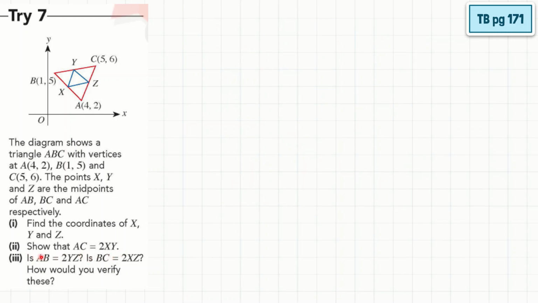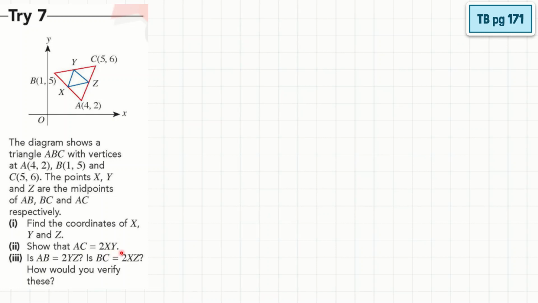So in part 2, it says show that AC equals 2XY. What does this actually mean? AC itself, when written like that with capital letters, we are actually referring to the length of the line segment. I hope you recall that from your E-Maths chapter 4. So what we want to show in part 2 is how the length of the line segment AC is eventually equal to 2 times the length of the line segment XY.